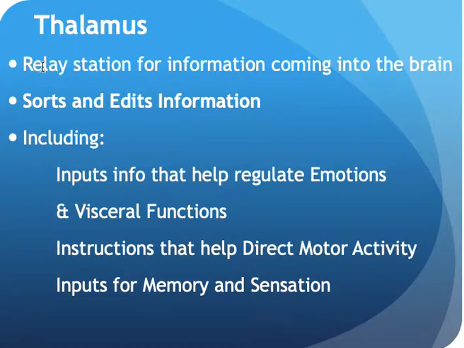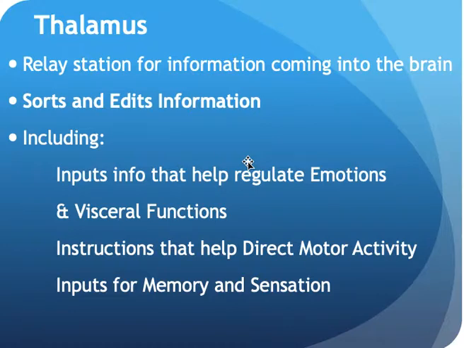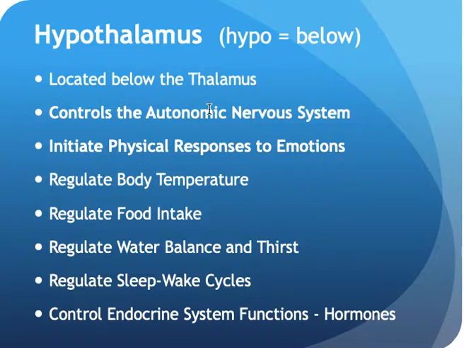So your thalamus is going to be the relay station for information coming into the brain. And it makes sense because it's right in the middle, right? So everything's going to come up, this is going to lead to your spinal cord, right? So everything is coming up here, it's going to hit this middle part, and then it's going to get sent to all the different parts of your brain so that it can be analyzed properly. So it sorts and edits information, okay? So info that helps regulate emotions, visceral functions, instructions that help direct motor activity, inputs for memory and sensation. But the main thing you want to remember is that it's going to sort and edit and act as this relay station for all this info that's coming into the brain.